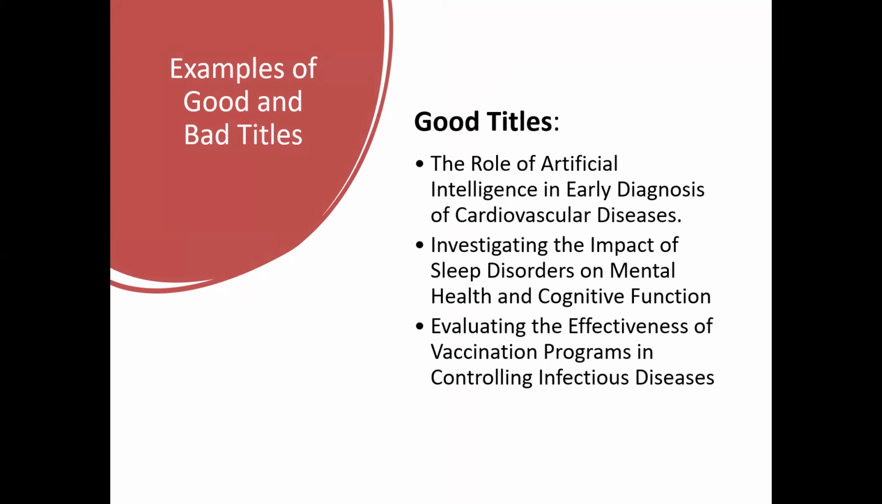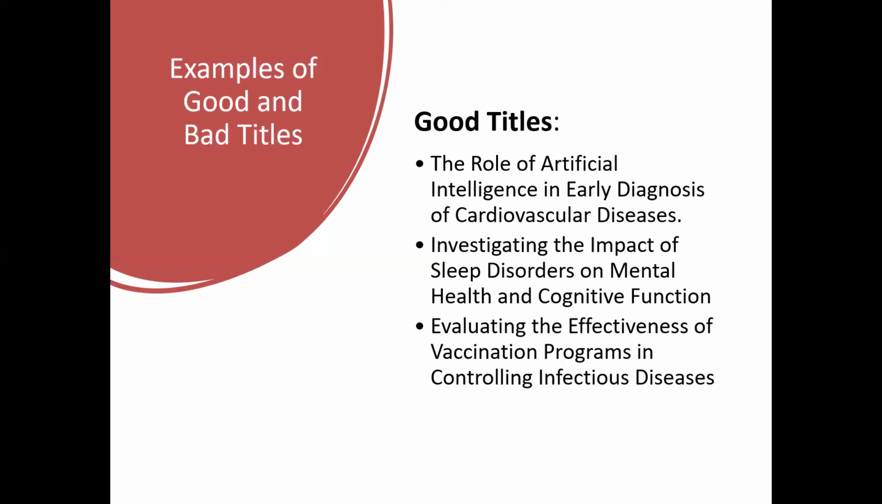And if we discuss some examples of good and bad titles, like what are good titles? Let's see, if you look at these titles: the role of artificial intelligence in early diagnosis of CVDs, or investigating the impact of sleep disorder on mental health and cognitive function, or evaluating the effectiveness of vaccination program in controlling infectious disease. If you look at these titles, the title totally explains what type of work they want to do, what the interventions are, what the problems are, and how they want to do these things.